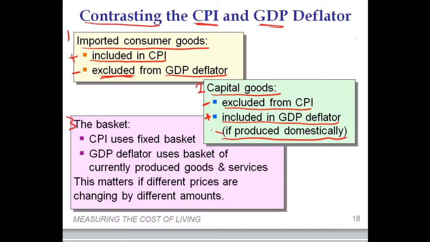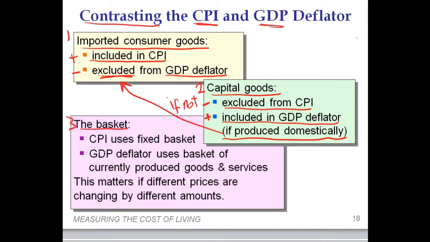And you need to focus on this point. When we say if they are produced domestically, it means if they are imported, they will be excluded from the GDP deflator.